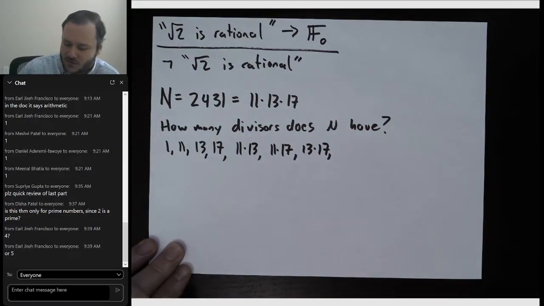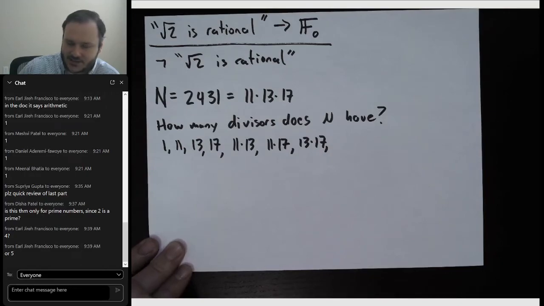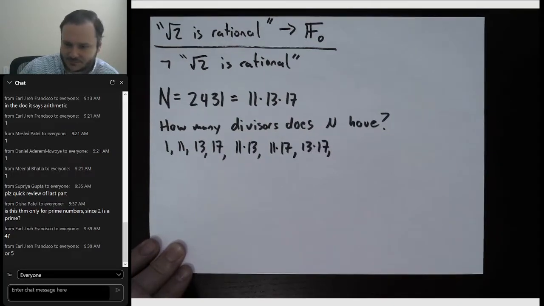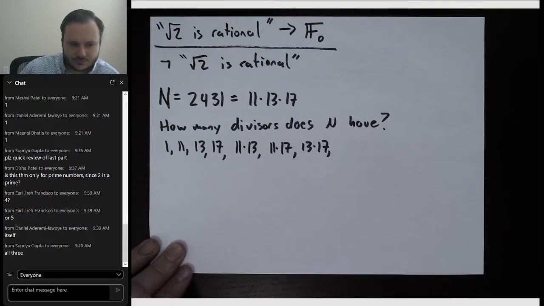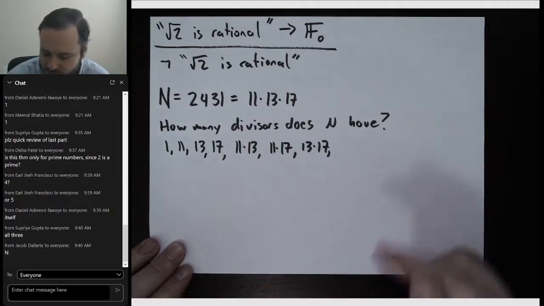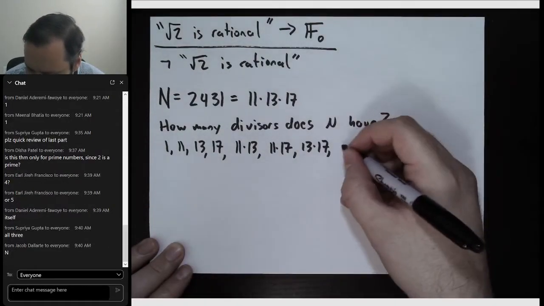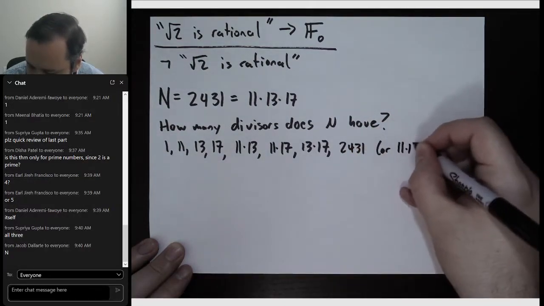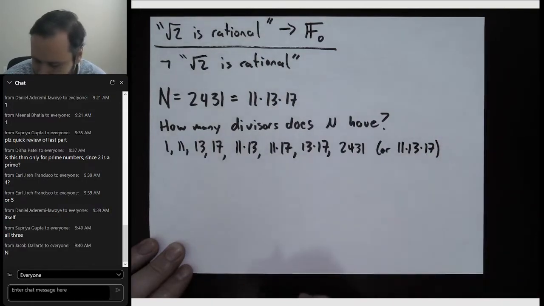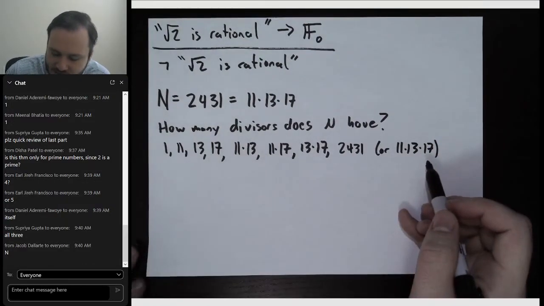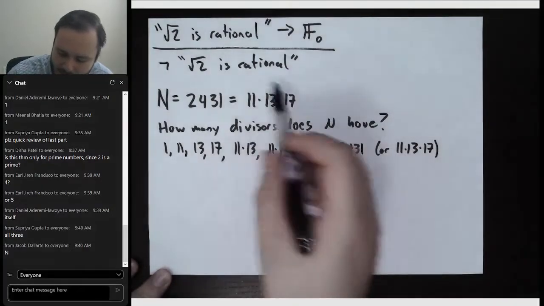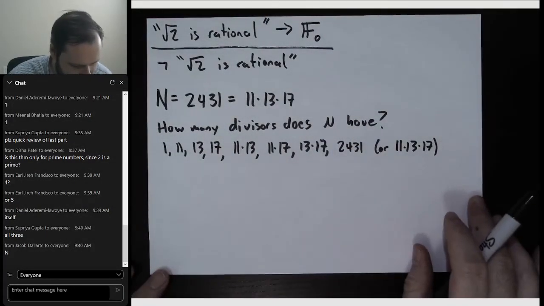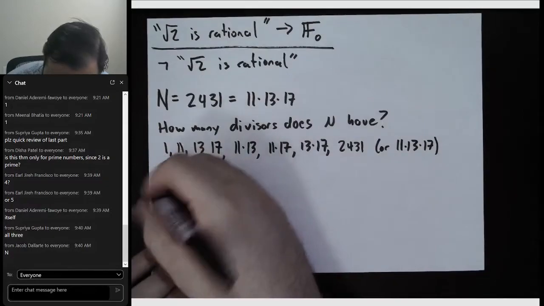And there's one more. What's the last number that divides n? Itself, right? All three of them. 2,431, or 11 times 13 times 17. So I can list out all the divisors of n by looking at its prime factorization. Right, let's do another one.